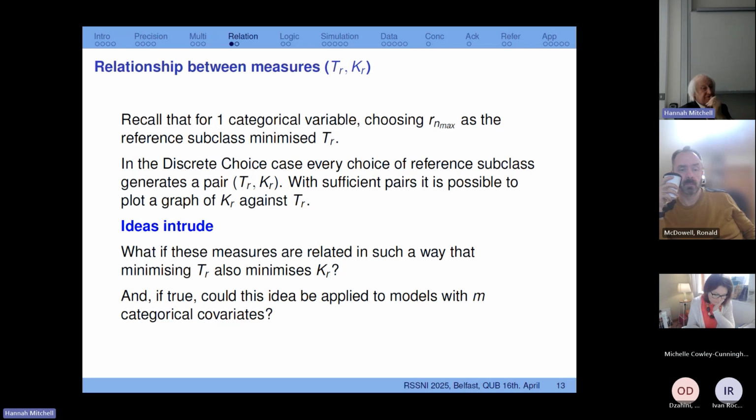And if true, could this idea be applied to models not with one categorical variable, but with m categorical variables? So this was a conjecture, in a sense. Could that be true? And even if it didn't minimize, was it good? Would it be a good estimate of the minima, or would it be dreadful? Well, we didn't know.